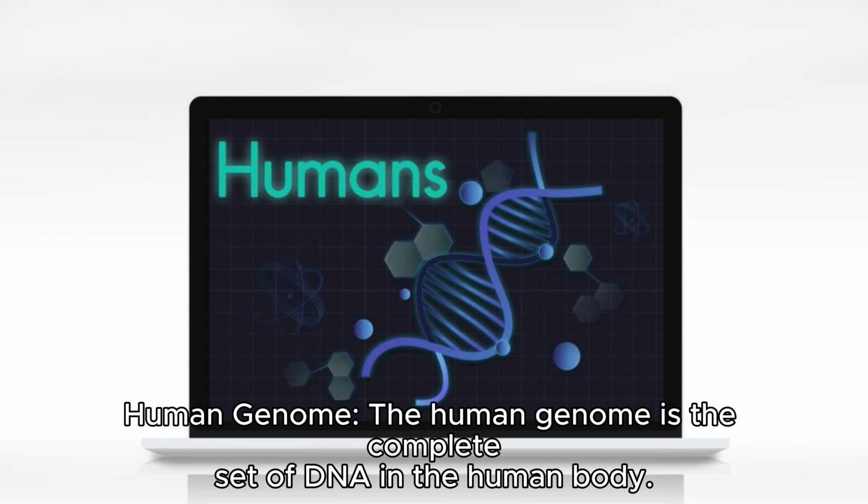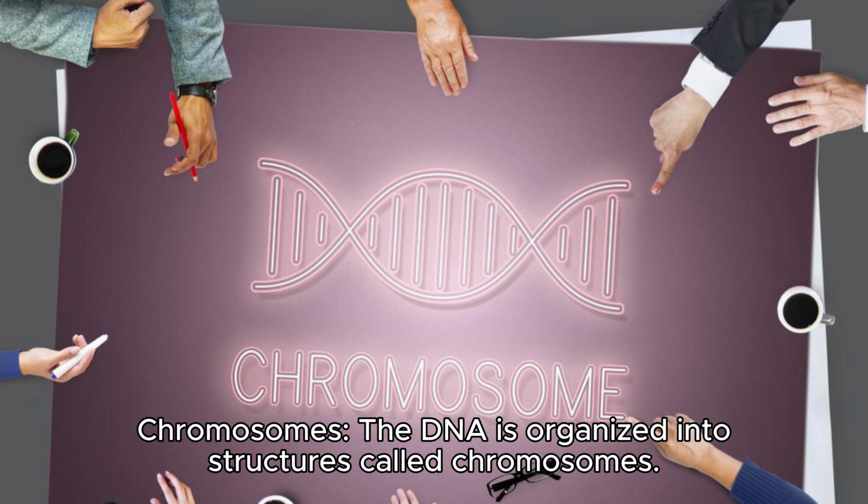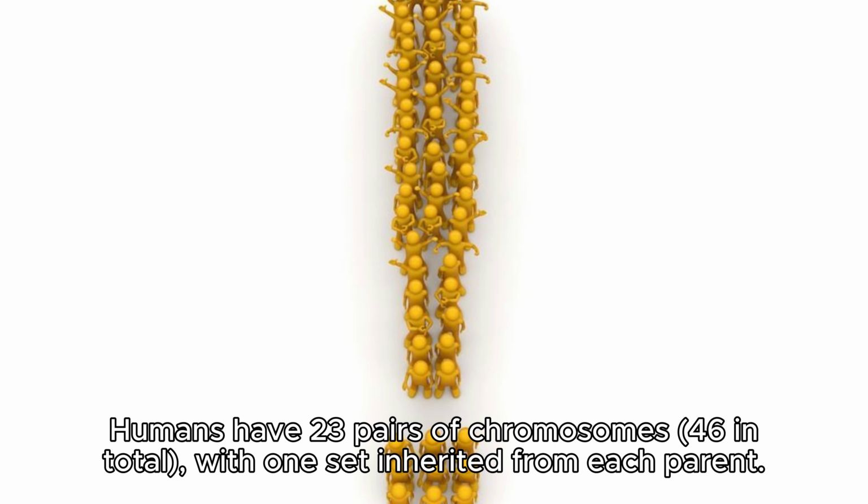Human genome. The human genome is the complete set of DNA in the human body. It contains about 3 billion base pairs. Chromosomes. The DNA is organized into structures called chromosomes. Humans have 23 pairs of chromosomes, 46 in total, with one set inherited from each parent.